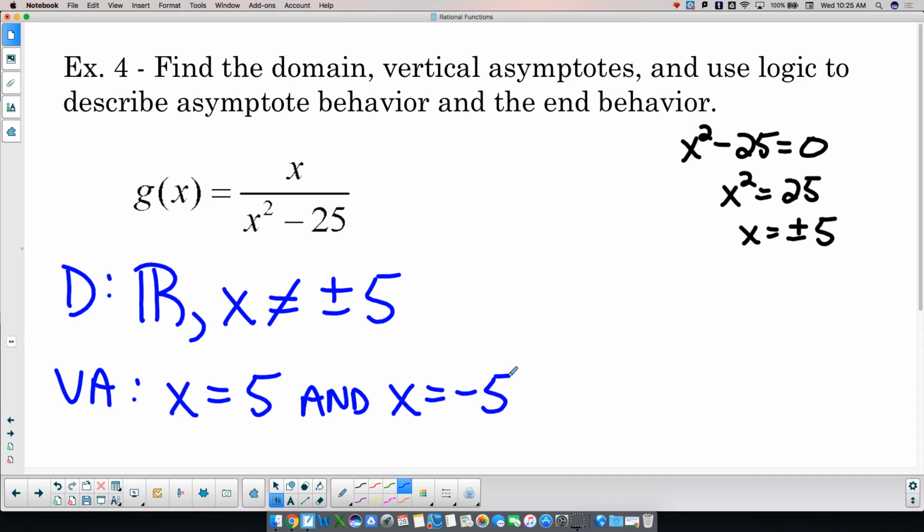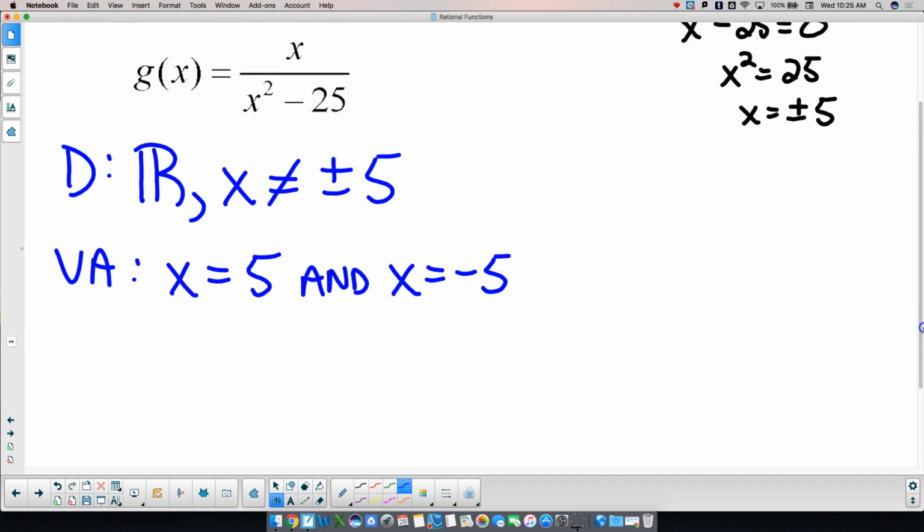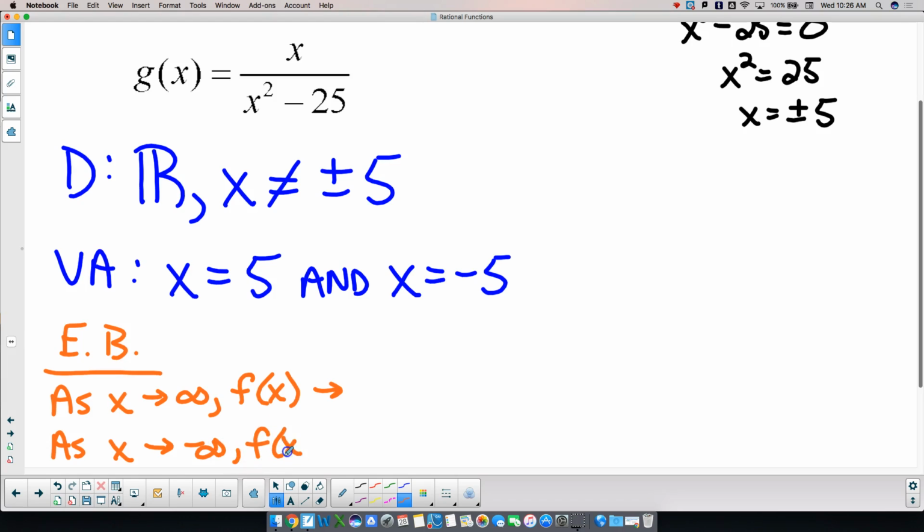Okay. So there's that through there. Now we just have to do end and asymptotal behavior. I think I can get end in here with this on there. I'm going to call it end behavior. I'm going to call it EB from now on. So as x goes to infinity, where is my function going? And as x goes to negative infinity, where is my function going?